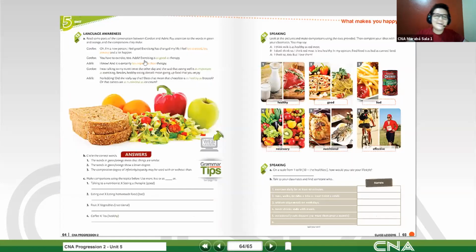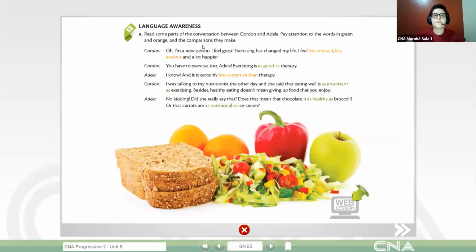Okay. So now on activity 13, on page 64, read some parts of the conversation between Gordon and Adele. Pay attention to the words in green and orange and the comparisons they make. So first, let's read these conversations here together. Okay. Leo, please, you are going to read Gordon, and Lisandra, you are going to read Adele. Go ahead, please.